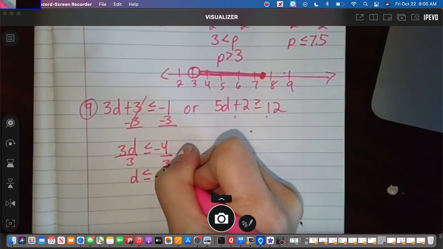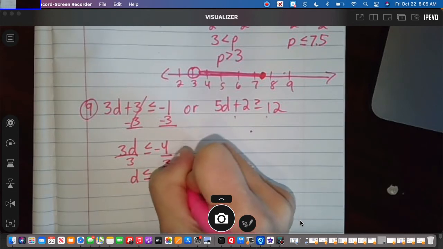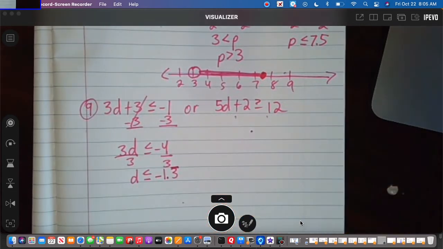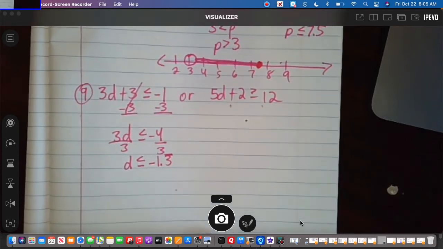1 point. It's negative 1.3 repeated. When it's thirds, it's usually a 0.3 or a 0.6 or a 0.9. Okay, so negative 1.3 repeated. We can kind of figure out about where that goes.